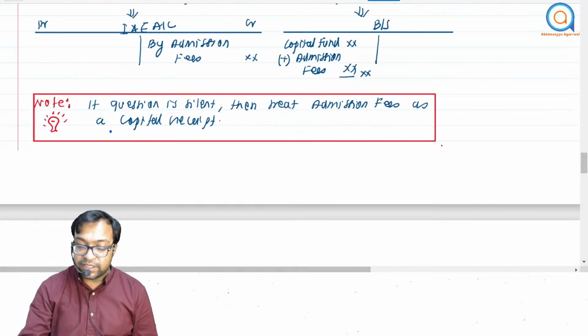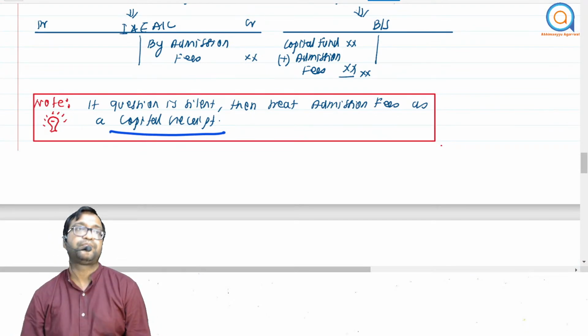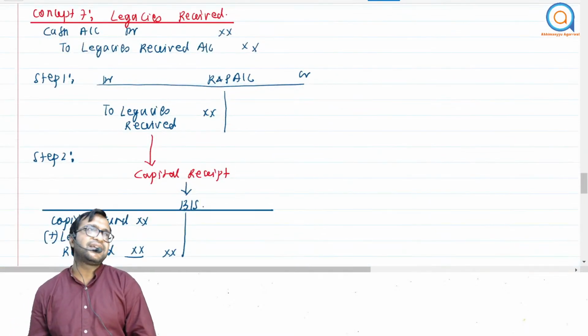Let me show you. It will be treated as capital receipt if the question is silent. Remember all these points, sir. Correct? Okay, sir. Okay. Next is legacy receipt.